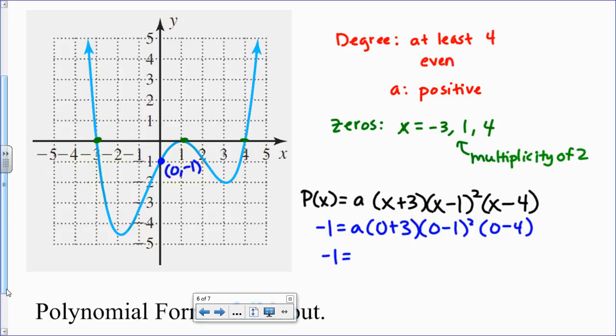Okay, so we should get -12 here. Just try to stay as hard as you can. So A is positive 1/12.